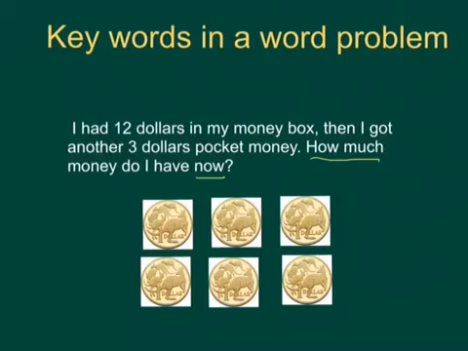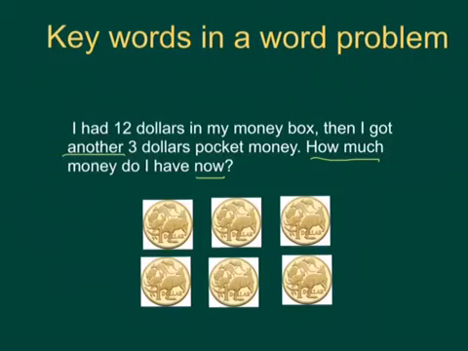Okay, and how do we know that he hasn't spent money? Because it says, then I got another. So we know that word means more. All right, let's have a think. What numbers do we need to put together to find the whole? Let's go through and circle them.